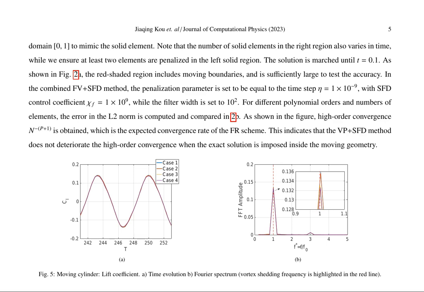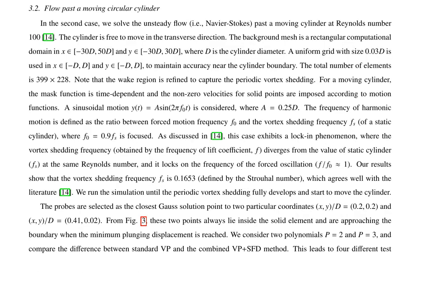plus SFD method. The second case involves unsteady flow past a moving circular cylinder at a Reynolds number of 100, where the cylinder is free to move in the transverse direction. The background mesh is a rectangular computational domain, refined near the cylinder boundary to capture the periodic vortex shedding. A sinusoidal motion is imposed on the cylinder, with the frequency of the harmonic motion set to 0.9 times the vortex shedding frequency of a static cylinder.